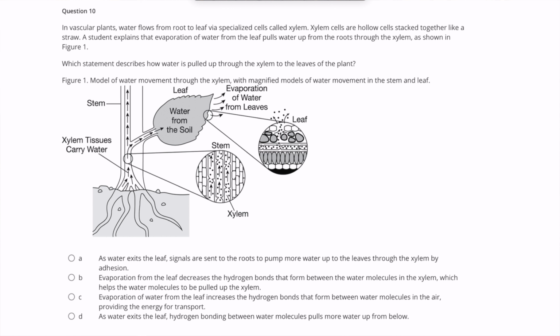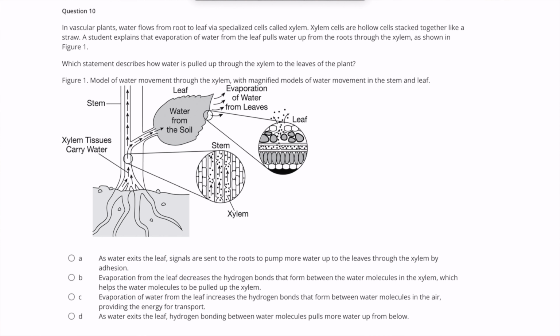Here they have a model that gives so much information. They're showing arrows going from the roots to the top of the tree, which is the leaf where photosynthesis takes place. They're also showing how water is lost from the leaf through evaporation. And they're zooming into that leaf area to show the inside, where you also have molecules of water leaving through those pores we call stomata.